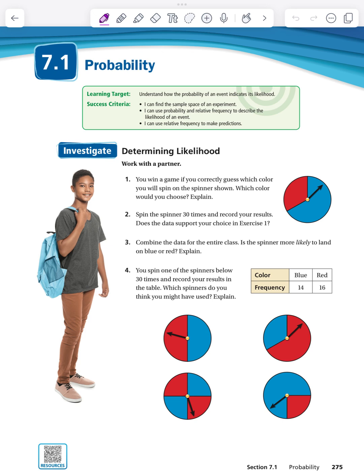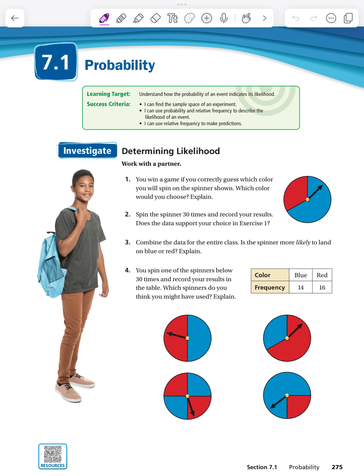You win a game if you correctly guess which color you will spin on the spinner shown. Which color would you choose? Well, our options are red or blue. And I don't know about you, but I would guess that it lands on blue because there is more blue than red. It is more likely that the spinner would land on blue than red.